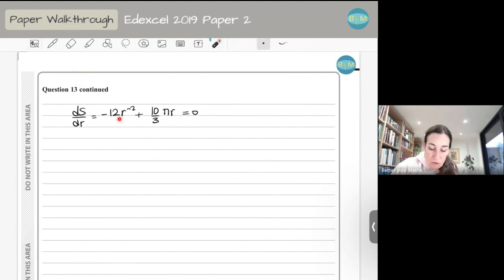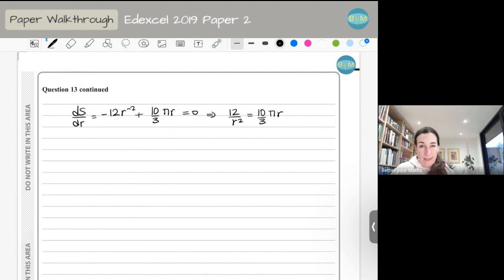This one is going to be more convenient in the denominator, just to solve it. So what I'm going to do is to write that in the denominator, and then 10 thirds pi r. I think it's going to help you to see it. I'm going to multiply everything by 3 and by r squared all at the same time. So I multiply by 3r squared. So 36, I can simplify.